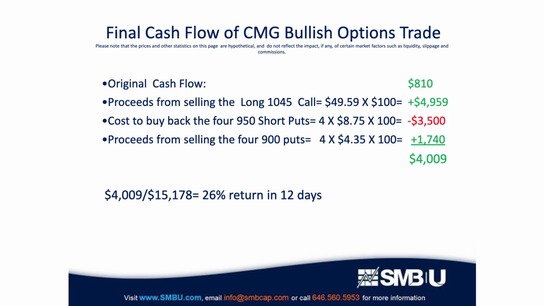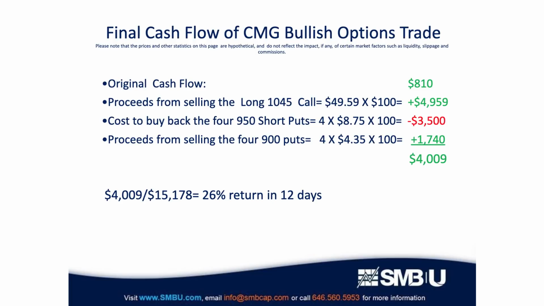Well, with CMG having rallied past the strike price of the 1045 call option, that option is now what we call in the money by about 25 points. And so its value would have increased greatly to $49.49 since we first bought it for $40.30. So by selling that, we bring in $49.49 in cash.